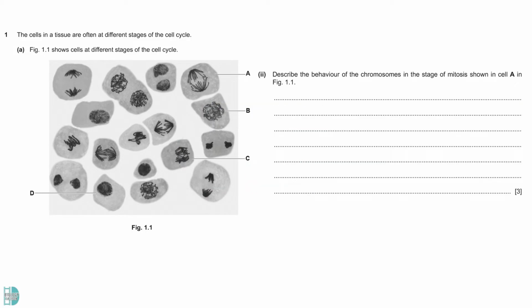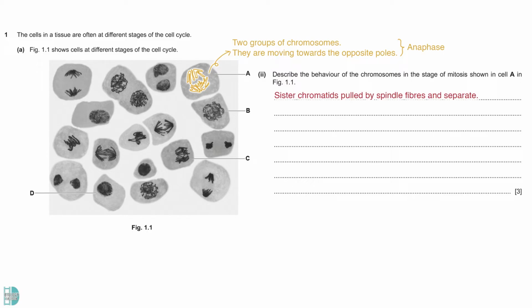2. Describe the behavior of the chromosomes in the stage of mitosis shown in cell A. Cell A shows 2 groups of chromosomes. They are moving towards the opposite poles. It is a cell in the anaphase. During anaphase, sister chromatids of the chromosomes are pulled by the spindle fibers and separated. They start to move to the opposite poles.